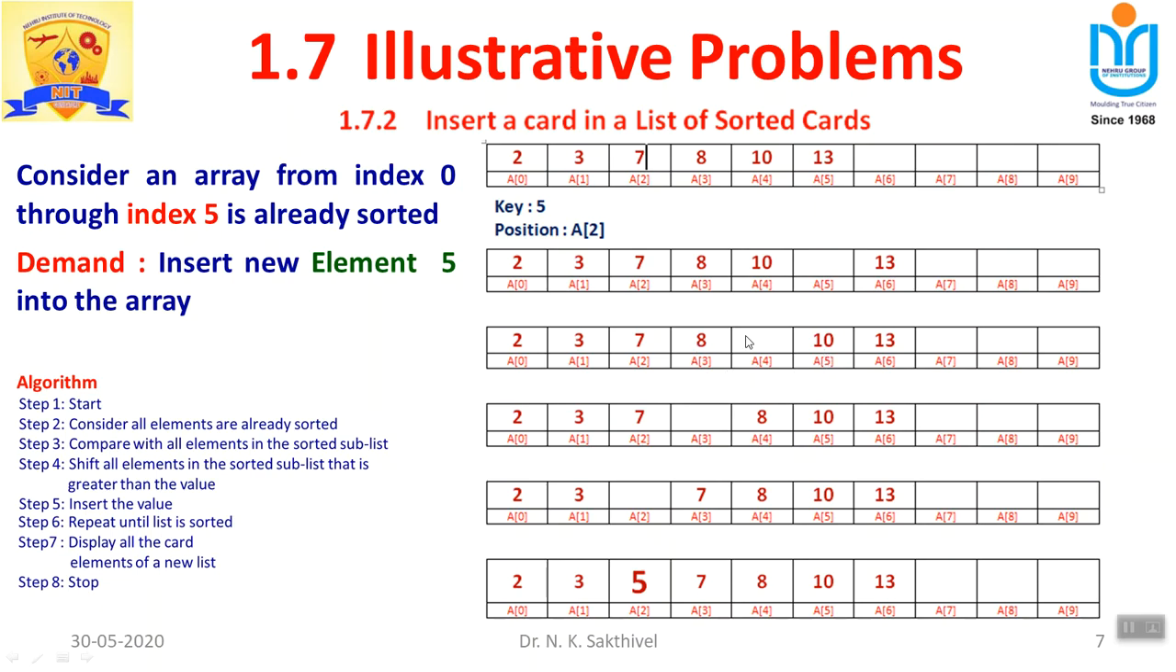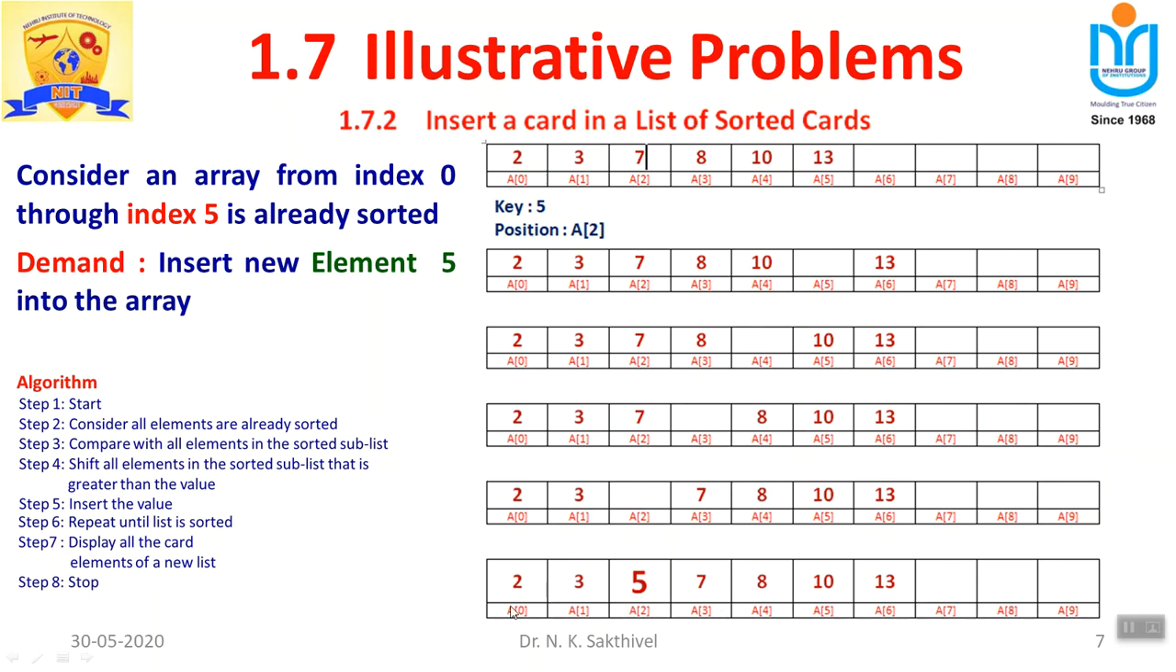Similarly, 8 moved to A4, then 7 is moved to A3. So like this, the elements greater than 5 are shifted one position higher. Now this algorithm shifted and created space here. Clear? Now we reached position A2. Here we want to insert our key. That means I am inserting the card 5.